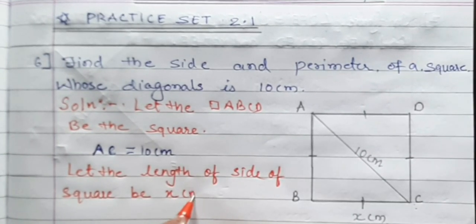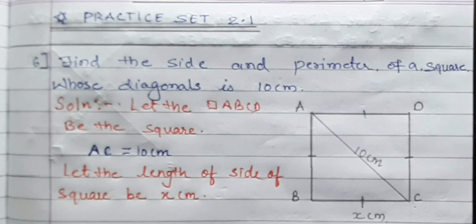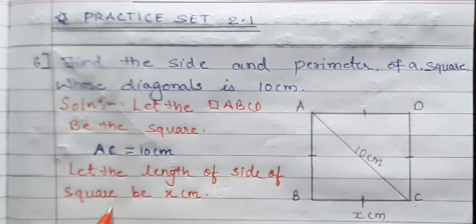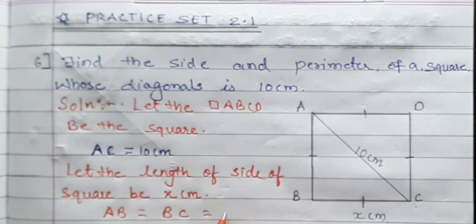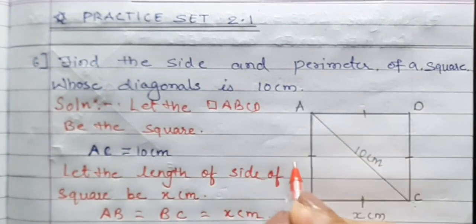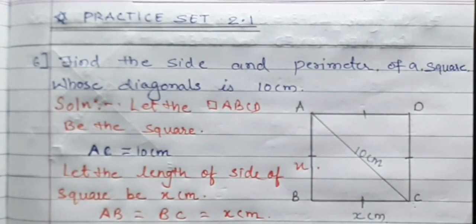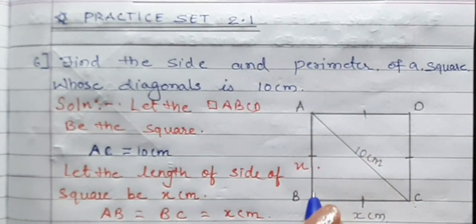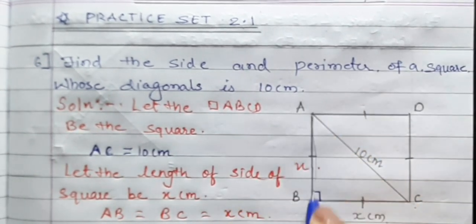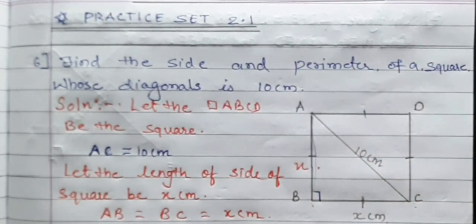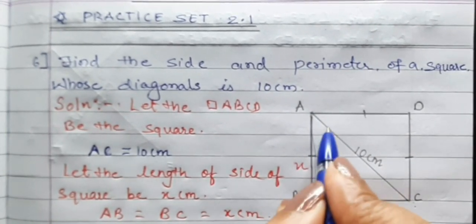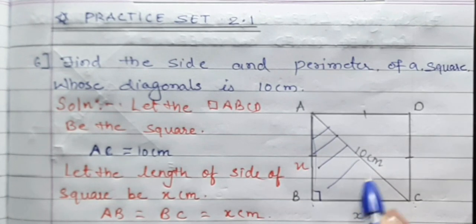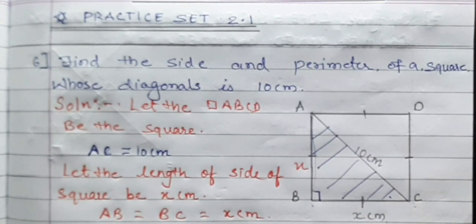be X centimeter. So here AB is equal to BC is equal to X centimeter. As it is a square, so length of AB will also be equal to X. Now we will consider only triangle ABC. Right? Now which is this triangle ABC over here? Triangle ABC is a right angle triangle.